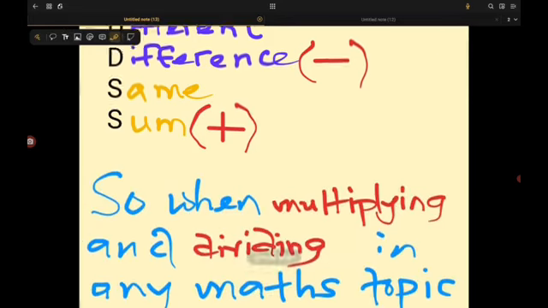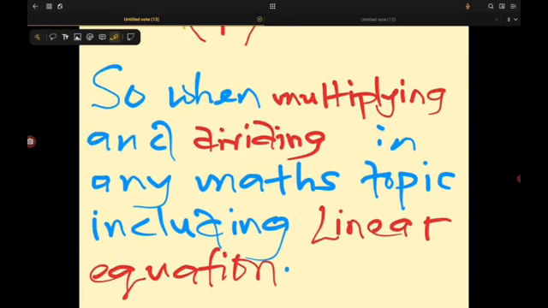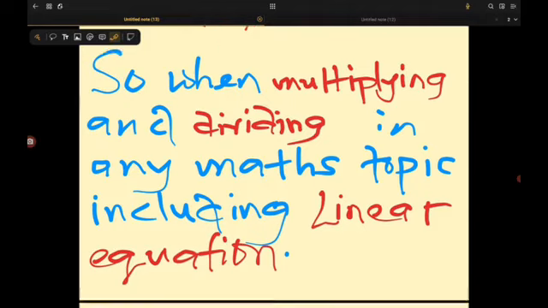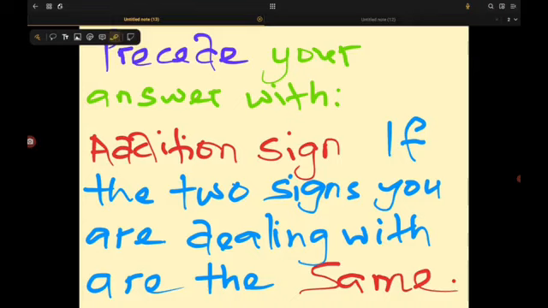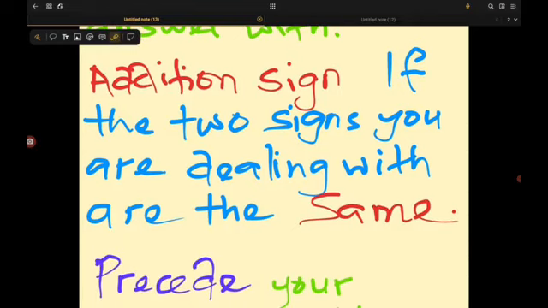And that is the reason why we have been doing all of this since morning. So when multiplying and dividing in any math topic, including linear equation, precede your answer with an addition sign if the two signs you are dealing with are the same.